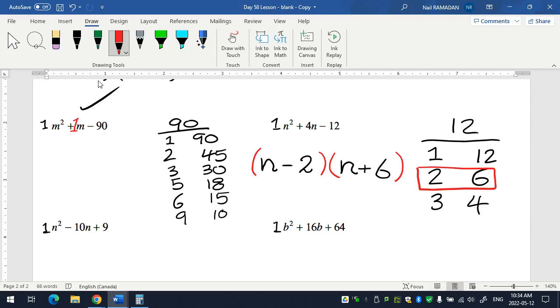All the other numbers, if you add them, give you big numbers. And all the other numbers, if you subtract them, don't give you 1. 90 minus 1 is 89. 45 minus 2 is 43. 30 minus 3 is 27. 18 minus 5 is 13. 15 minus 6 is 9. 10 minus 9, perfect, 1. I got it.